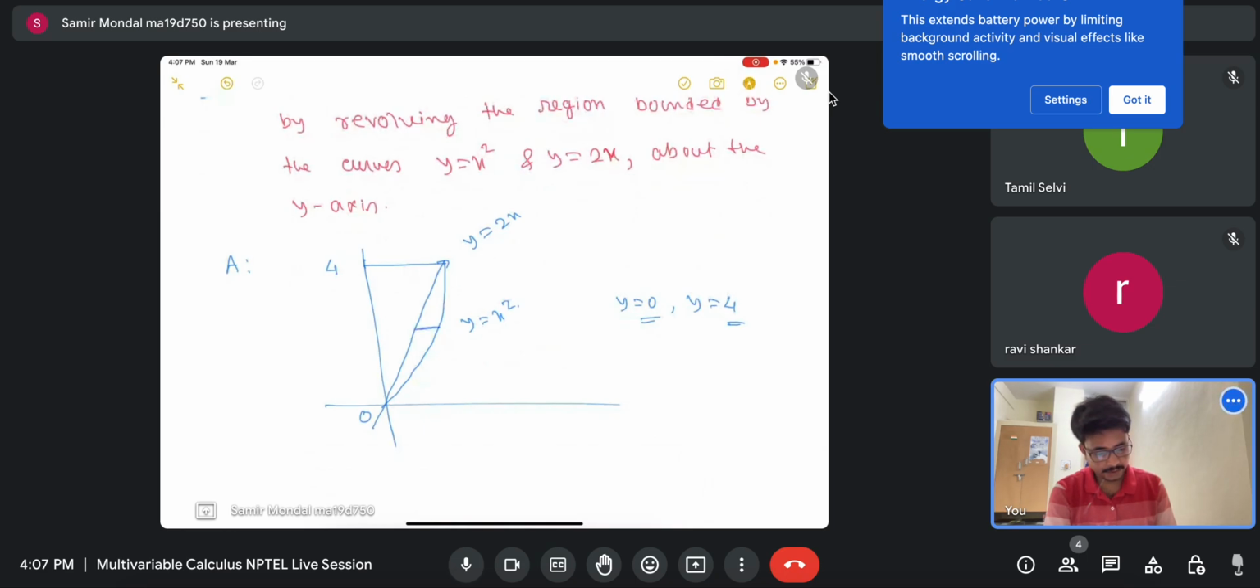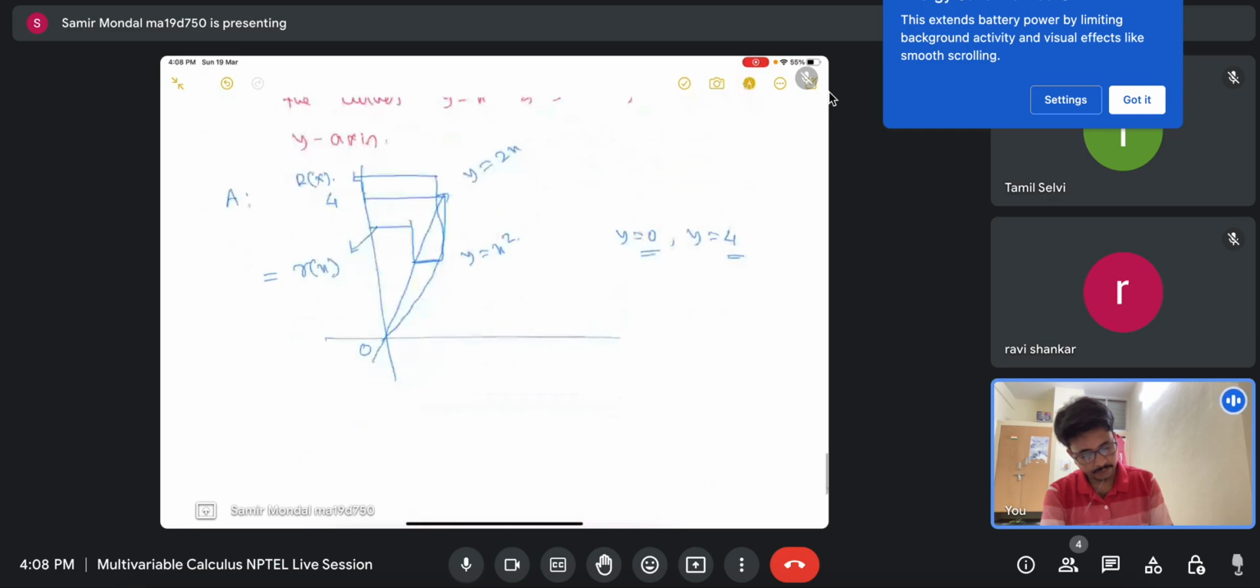Take one slice. This distance is the smaller one, take it as small r of y, and this distance is the highest one, take it as capital R of y. So small r of y, for this smaller one, we'll get y by 2, and for capital R of y, the bigger one, we'll get root y. Is it fine?